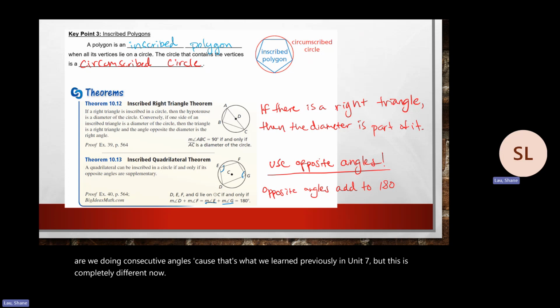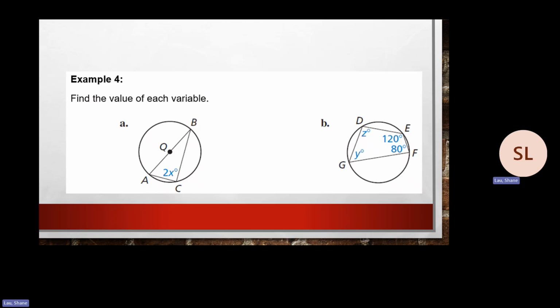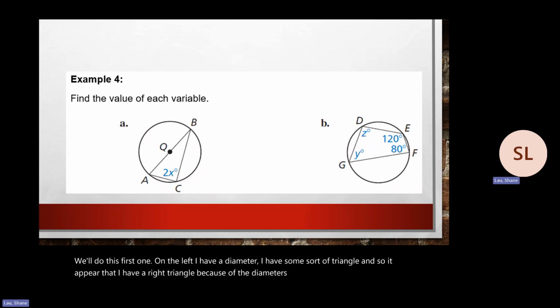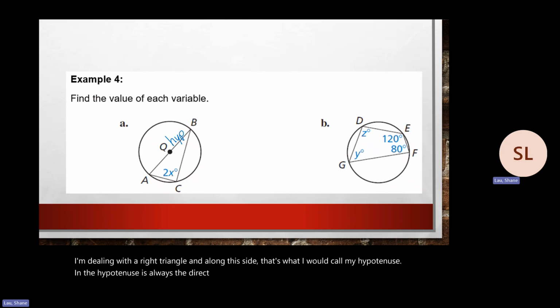Okay, we'll see some examples. We'll do this first one on the left. I have a diameter and some sort of triangle. So it would appear that I have a right triangle because the diameter is involved here. Something to know about the diameter is that it's always the longest side. If I'm dealing with a right triangle and a longest side, that's what I would call my hypotenuse. And the hypotenuse is always the direct opposite side from the right angle, which means that angle C is going to be a right angle for us.